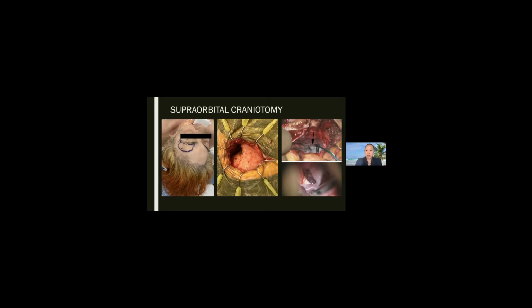The main limitation is that you really don't have great access to the orbital apex because you can't really see the superior orbital fissure from this approach, as well as there's just decreased surgical maneuverability in such a small hole. And people can have sort of a deforming scar along the eyebrow if it's not done correctly, and they can experience supraorbital numbness from damage to the supraorbital or supratrochlear nerves.